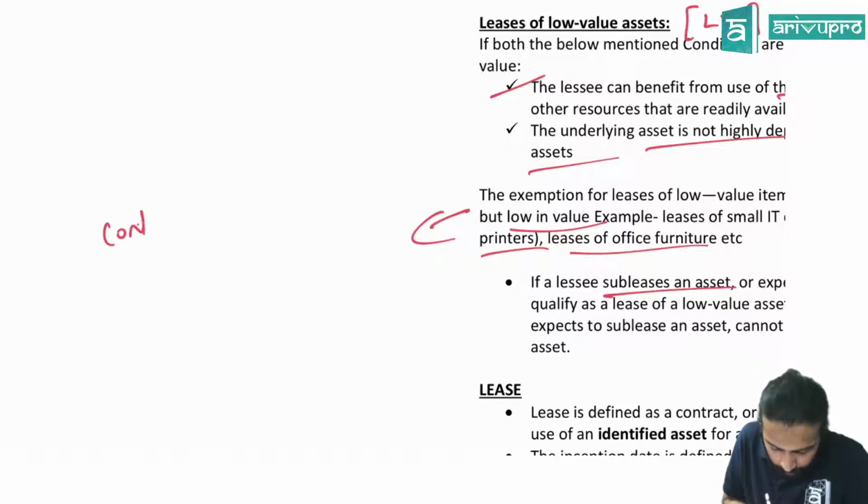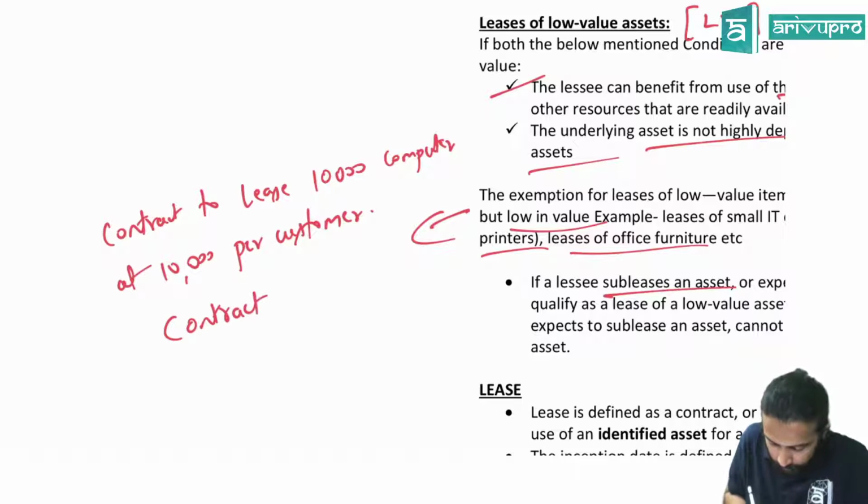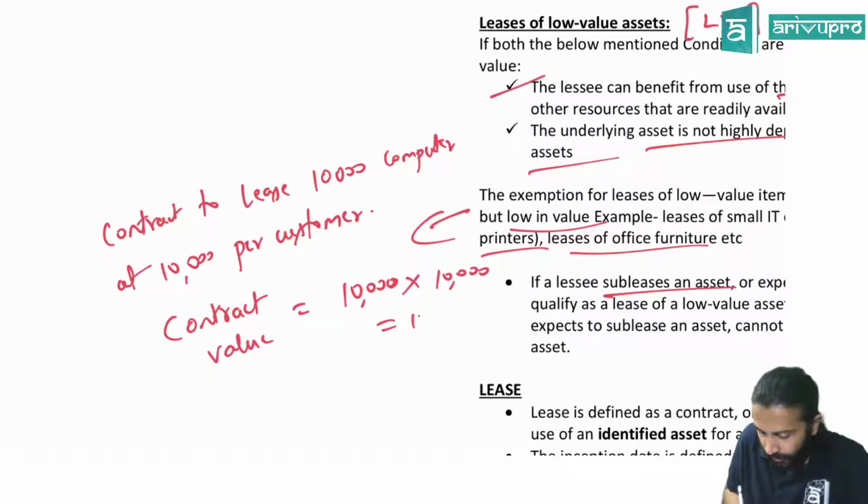A contract to lease 1,000 computers at 10,000 per computer, and the contract value will be how much then? 1,000 computers, each computer's value is 10,000. That means it will be 10 crore.